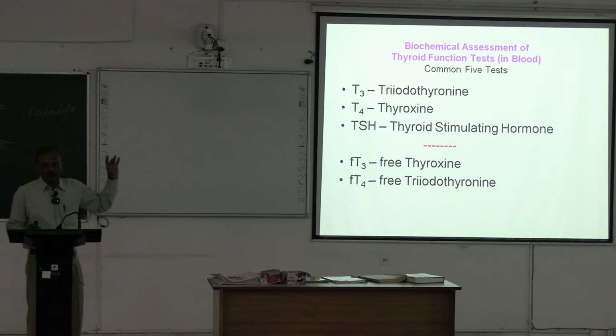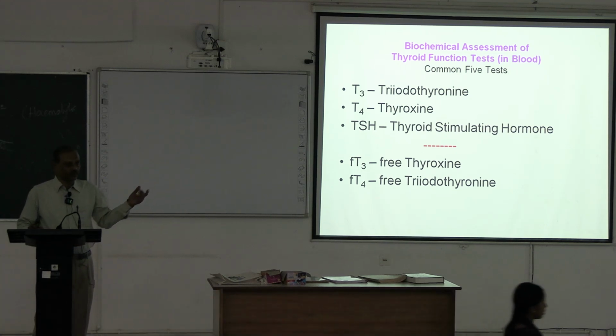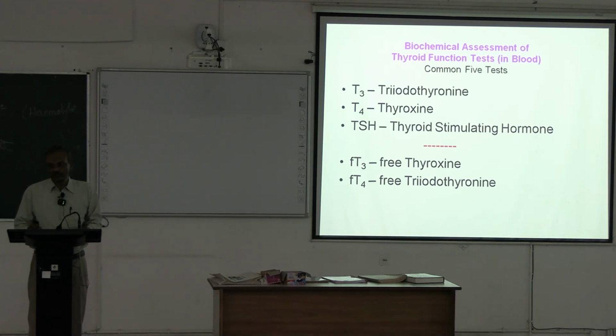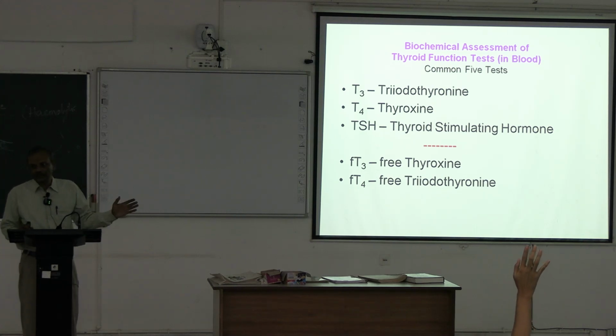T3, T4, TSH if you do, you will not be able to get a complete idea. Why, I will tell you. Since as I told you the free form is active, you must know the percentage of the free form. If it is within the normal limit, then you must be sure that there will not be a great disturbance of the metabolic functions. That is the importance of having a free form.